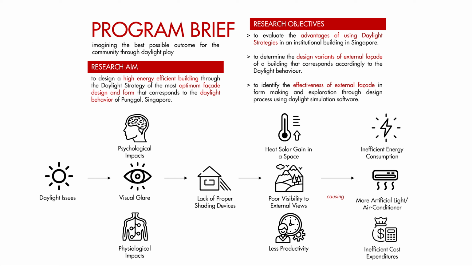The research aim established here is to design a highly energy efficient building through daylight strategies for the most optimum facade design and form that will correspond to the daylight behavior in Punggol, Singapore. As for the three main research objectives, it is to evaluate the advantages of using daylight strategies in an institutional building in Singapore, where the second one is to determine the design variance of external facade of a building that will correspond accordingly to the daylight behavior. And lastly, to identify the effectiveness of external facade by using daylight simulation software of VLux Daylight Visualizer.